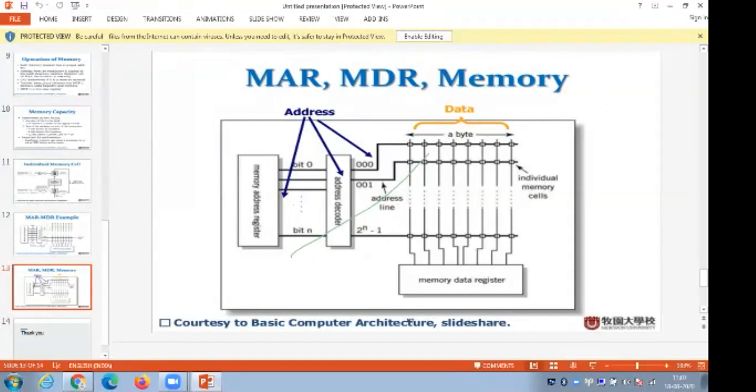Each one is a bit, and this complete format is known as a byte. The data is stored in the form of bytes. Bit is the singular, and the plural form is taken as byte, and each one of these rectangular blocks is called an individual cell. So this is nothing but a memory data register.